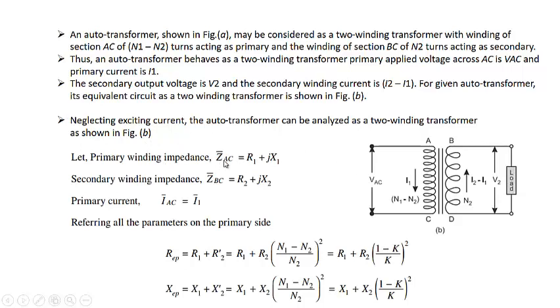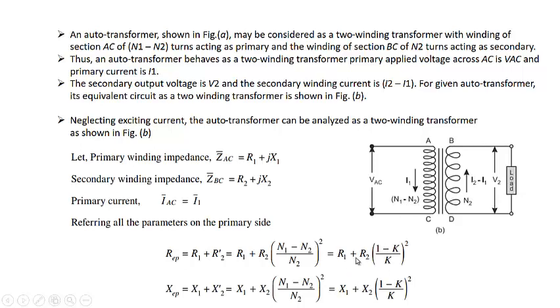The primary winding impedance ZAC is equal to R1 plus jX1, that is the resistance and leakage reactance of the primary winding N1 minus N2. The secondary winding impedance ZBC has its internal resistance R2 and leakage reactance X2. Primary current IAC will be equal to I1. Referring all parameters to the primary side, the equivalent resistance will be equal to R1 plus R2 dash, where R2 dash is the resistance of the secondary referred to the primary side. R2 dash will be equal to R2 into N1 minus N2 divided by N2, whole square.